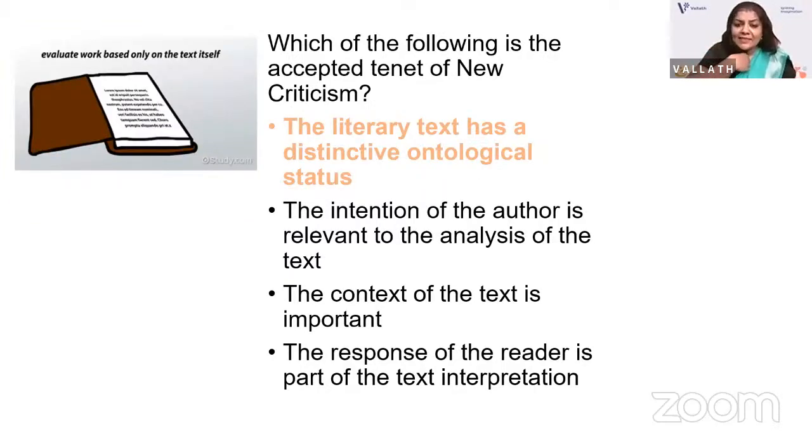The literary text has a distinctive ontological status. Ontology means being. The literary text is being. It is there. You should not study about the text, you should study the text itself. Ontological criticism is there, propounded by J.C. Ransom. Isn't it, Ankita? Did I say the right thing? Yes, yes.